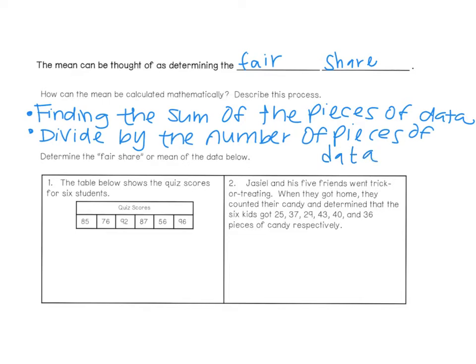So our first problem says the table below shows the quiz scores for 6 students. I'm going to first find the sum of the pieces of data. So I'm going to say 85 plus 76 plus 92 plus 87 plus 56 plus 96. And when you add those together, you should get 492. And then I'm going to divide by 6 because I have 6 numbers here, and that is going to give me an average of 82.